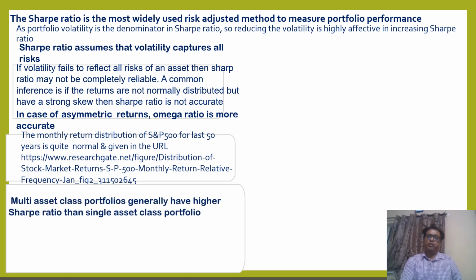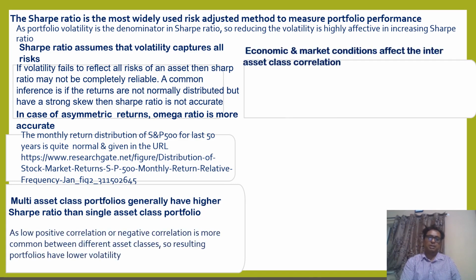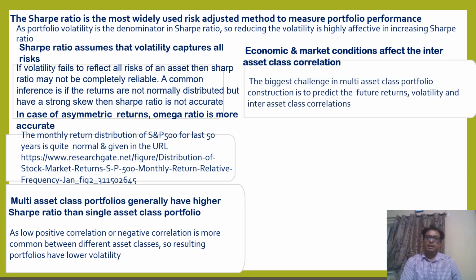Multi-asset class portfolios generally have higher Sharpe ratios than single asset class portfolios. As low positive correlation or negative correlation is more common between the different asset classes, the resulting portfolios have lower volatility. Economic and market conditions affect the inter-asset class correlation. The biggest challenge in multi-asset class portfolio construction is to predict the future returns, volatility and inter-asset class correlation.